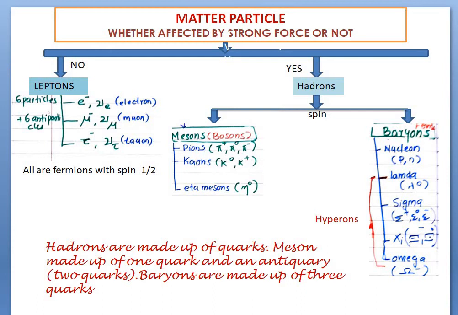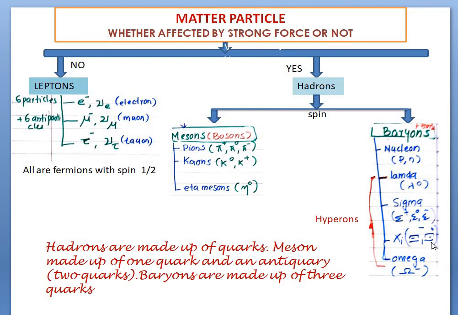Now let us discuss baryons. Baryons are hadrons and have half-integral spins: half, 3 by 2, 5 by 2, etc. So they are fermions. All the baryons are fermions. Some of them have spin half. Some of them have spin 3 by 2. So the members of the baryon family are nucleons, lambda, sigma, psi and omega.